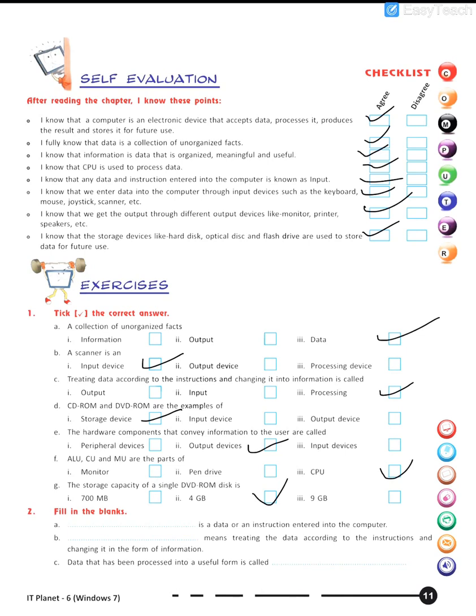Data or instruction entered into the computer, what is that called? These are called programs. Dash means treating the data according to instructions and changing it. It is processing. Mind you, apart from programs, you can also write it as software. Data that has been processed into useful information is called information.